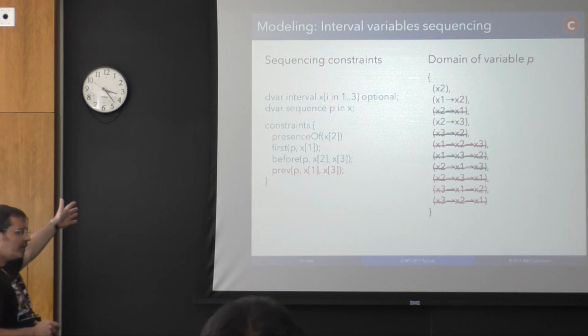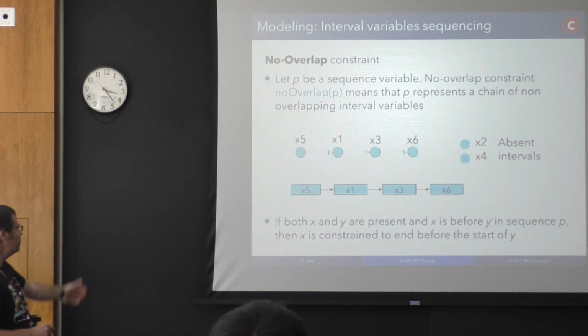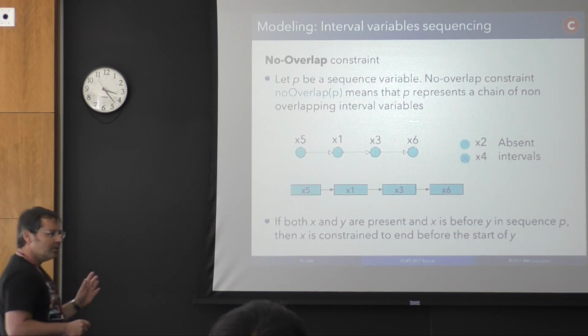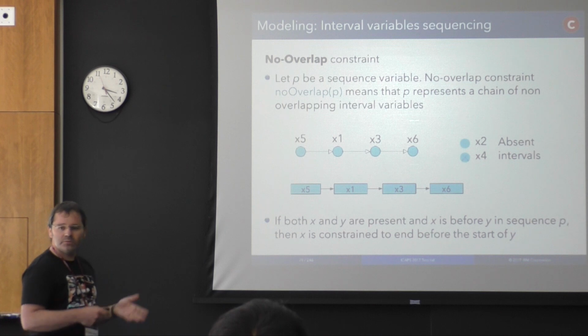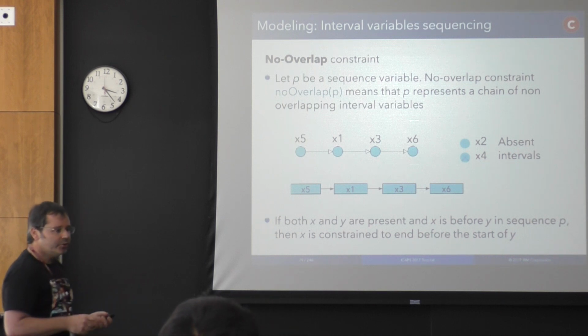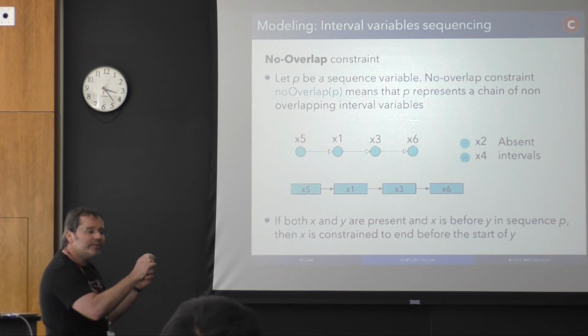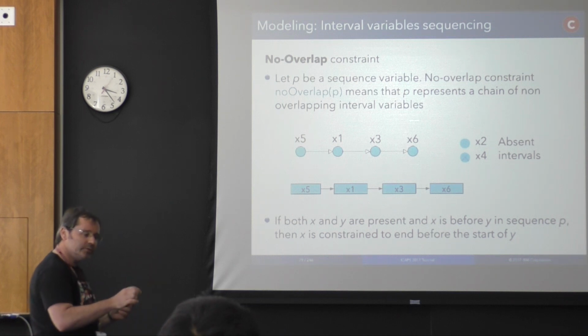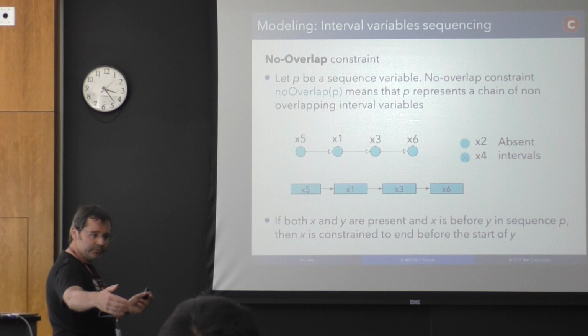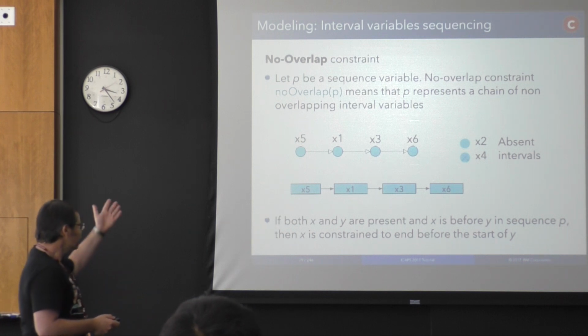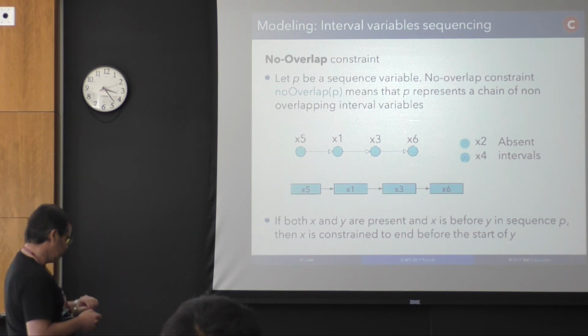So you can add this type of constraints on sequence variables. Now, if you use a sequence variable, quite often you want to say something about some relation between the order in the permutation and the temporal order of the interval variables. And this is the purpose of the no overlap constraint.